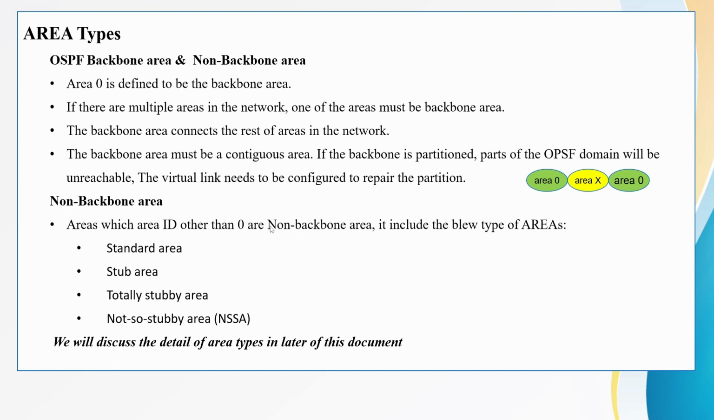So what is a non-backbone area? A non-backbone area is an area with an ID other than 0. Non-backbone areas can be categorized as the below four different types of area: standard area, stub area, totally stubby area, and not-so-stubby area. We will talk about those types in detail in the next video.